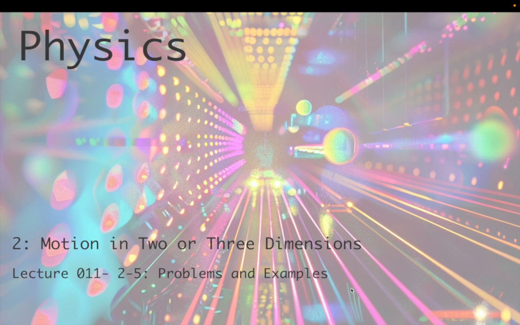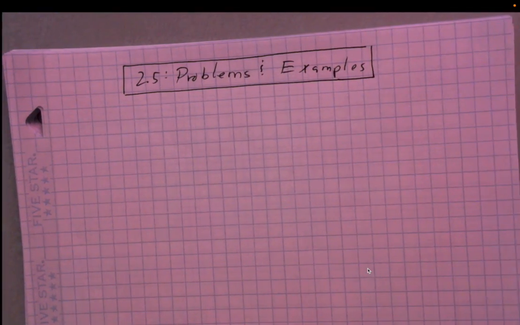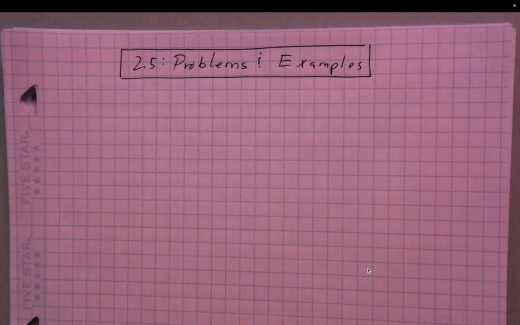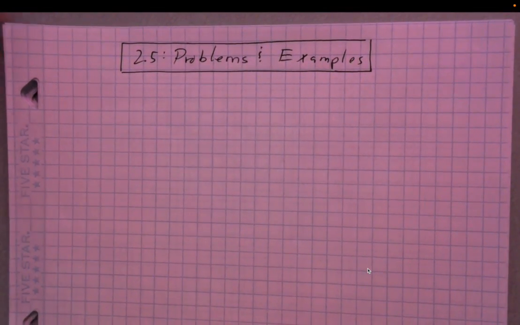And in this section, we're going to go through a series of problems and examples from the larger, broader unit of Unit 2, motion in 2 or 3 dimensions. So we'll wrap up this broad section with some nice examples and some practice problems. So let's go ahead and jump into it. And again, we'll call this section 2.5, problems and examples.